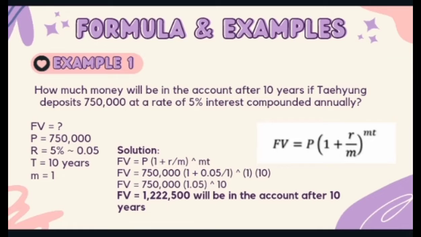The solution is FV is equal to P, open parenthesis 1 plus R over M, close parenthesis raised to MT. So the distribution would be 750,000, 1 plus 0.5 over 1, then raised to 1 and 10. Now 750,000, open parenthesis 1.05, then raised to 10, you'll get 1,222,500, and that will be in the account after 10 years.